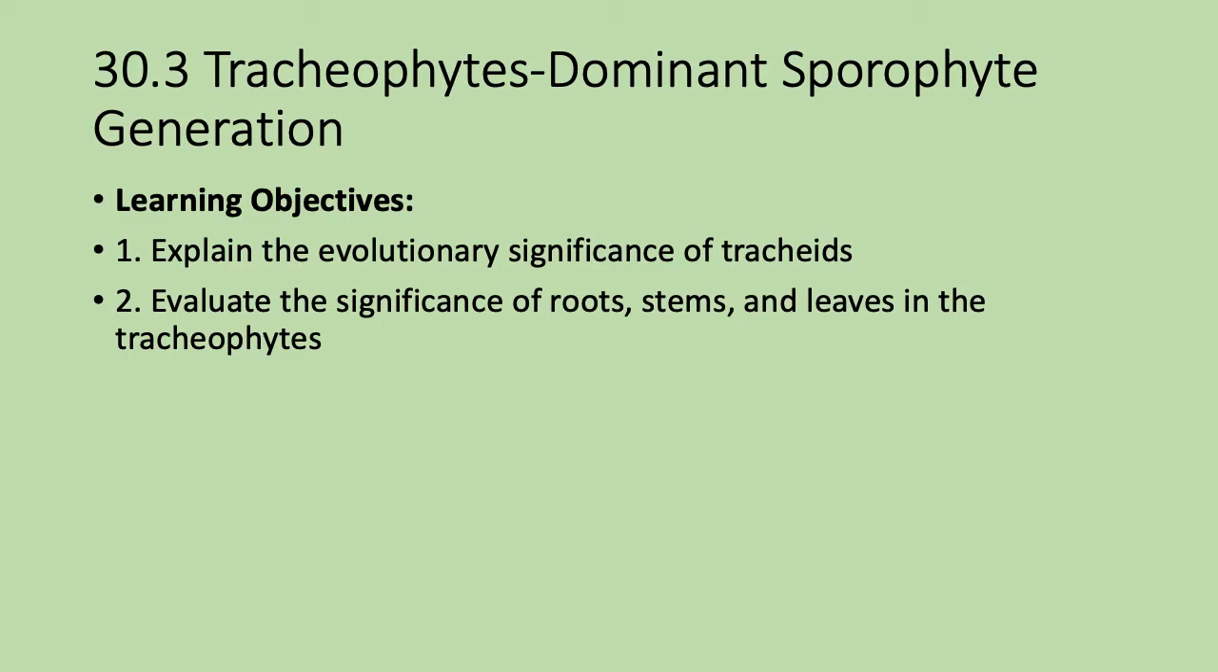Okay, tracheophytes. So they have a dominant sporophyte generation. Talk about what tracheids are, and then the evolution of roots, stems, and leaves in the tracheophytes.